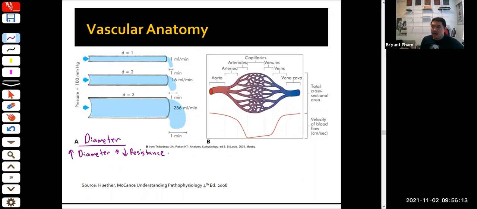Think about a highway. If you want to go down a highway at 85, you better hope it's a 4-lane or 6-lane highway. You are not doing that on a single lane highway, right? Other people are slow. Therefore, if you decrease the diameter, what should happen to your resistance? Yep, should increase.